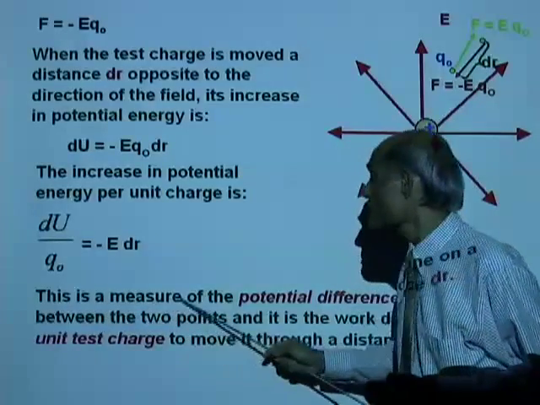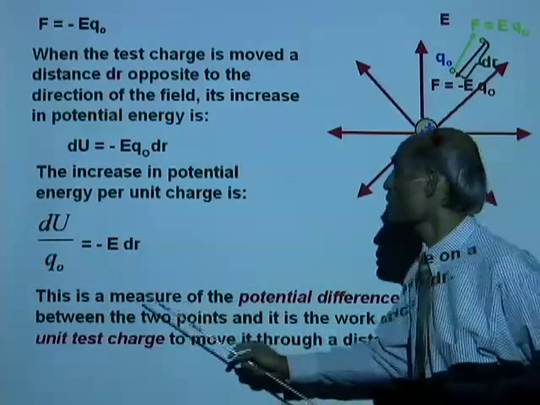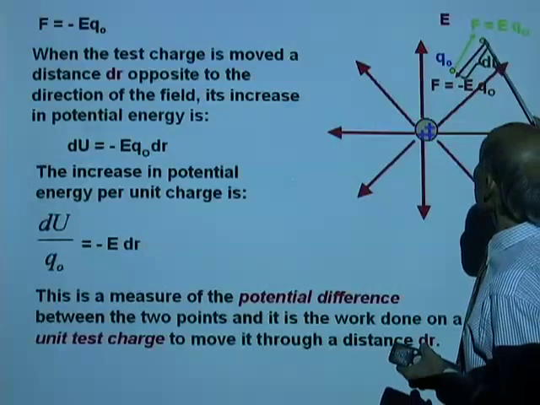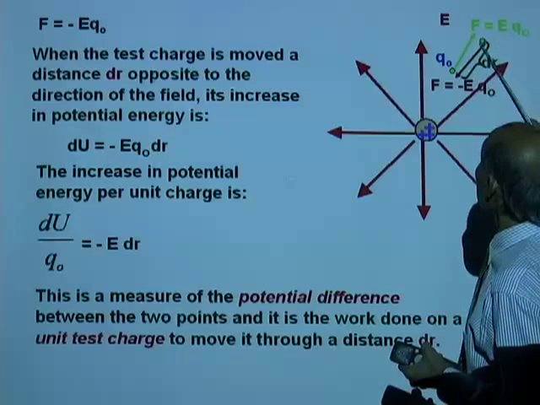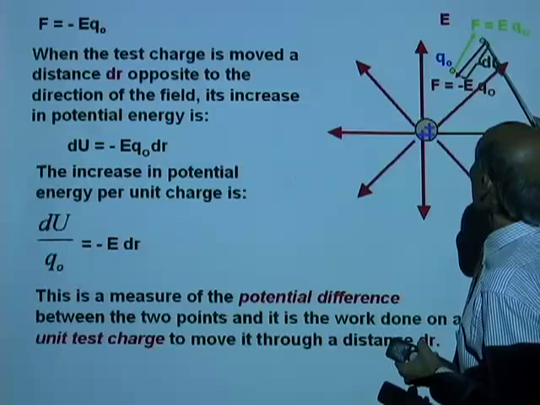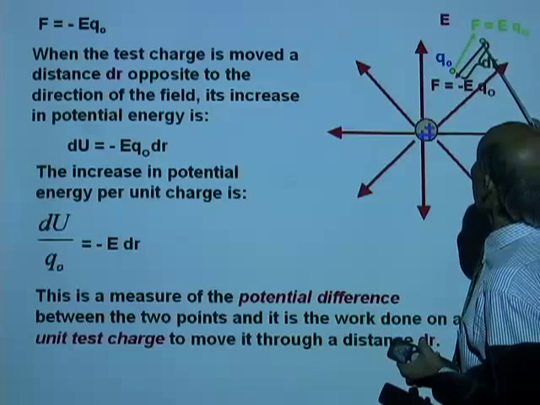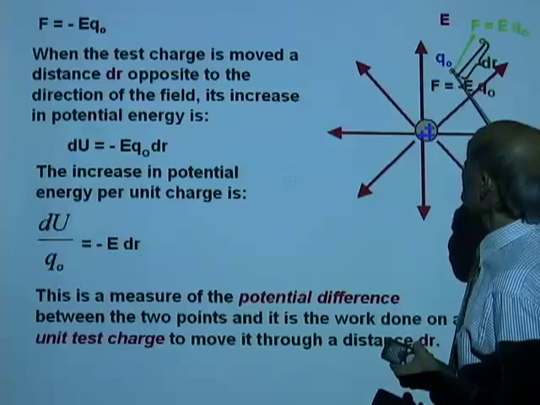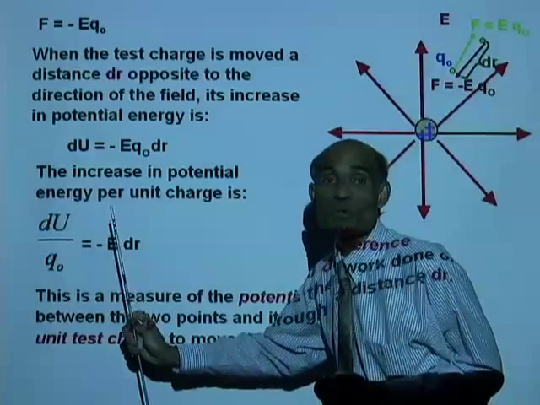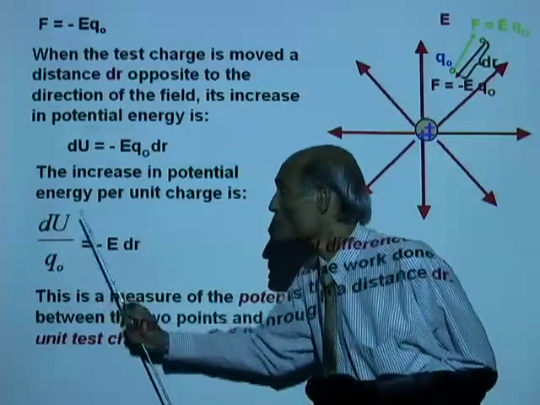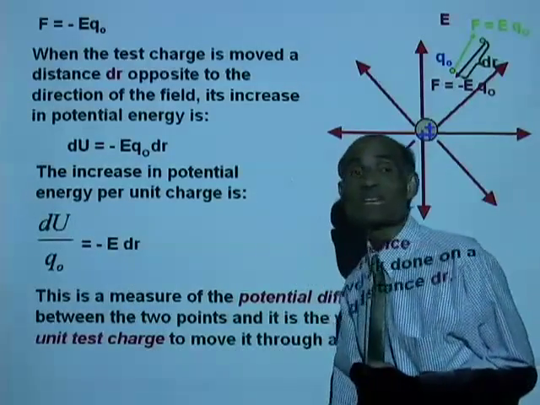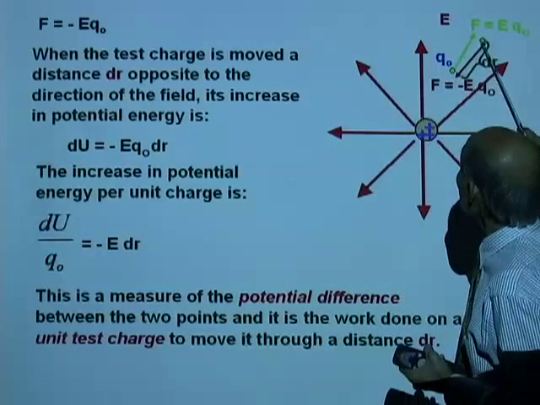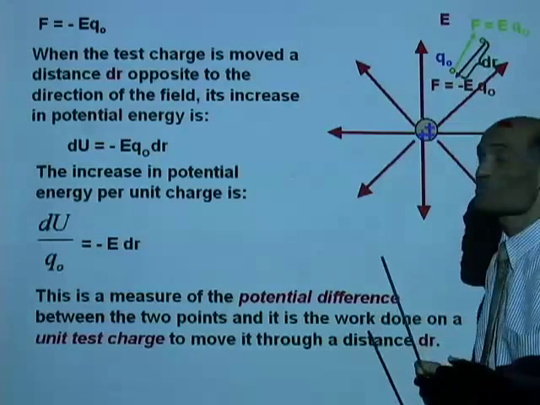Now this is a measure of the potential difference between the 2 points, between this point and this point. You see, when you move the object from the initial position to the final position, its increase in potential energy per unit charge is negative EdR, and this is a measure of the potential difference between the 2 points.